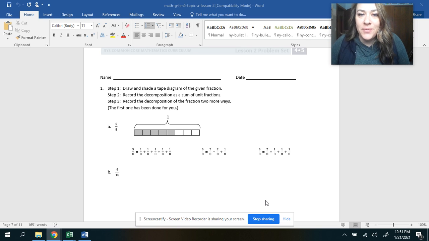Hey guys, here we are with Module 5, Lesson 2. I keep wanting to say Module 3, but it's Module 5, Lesson 2. We are continuing with the fractions.